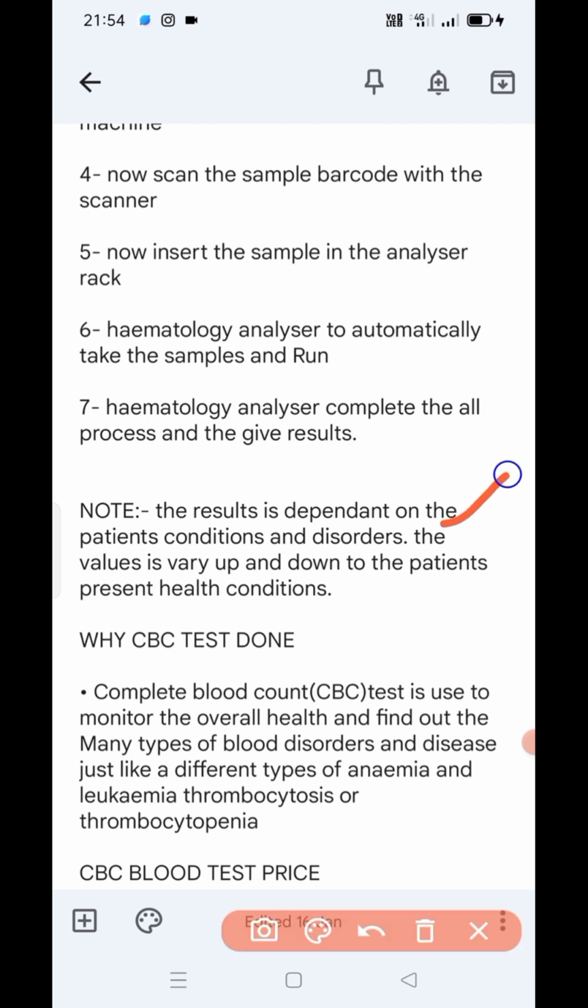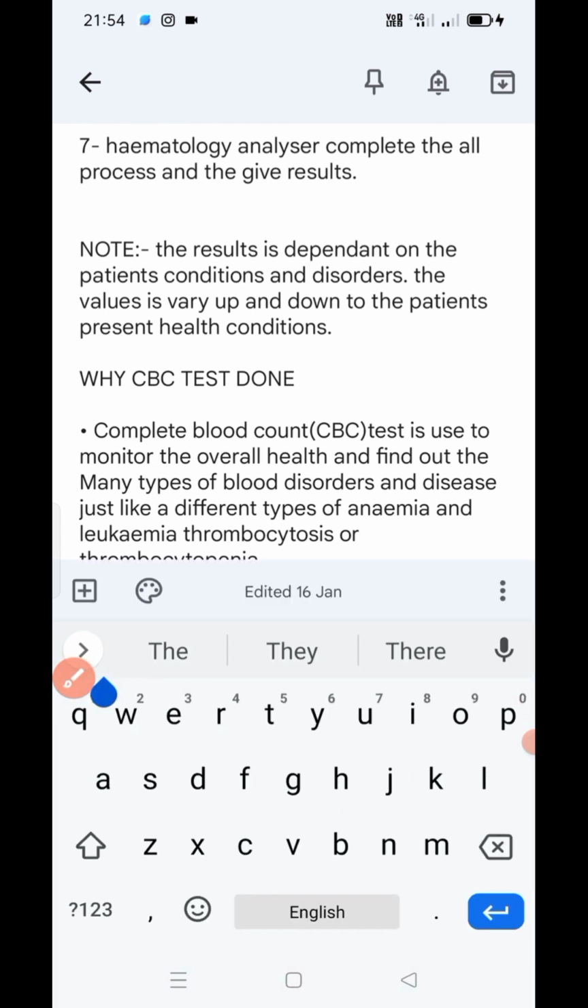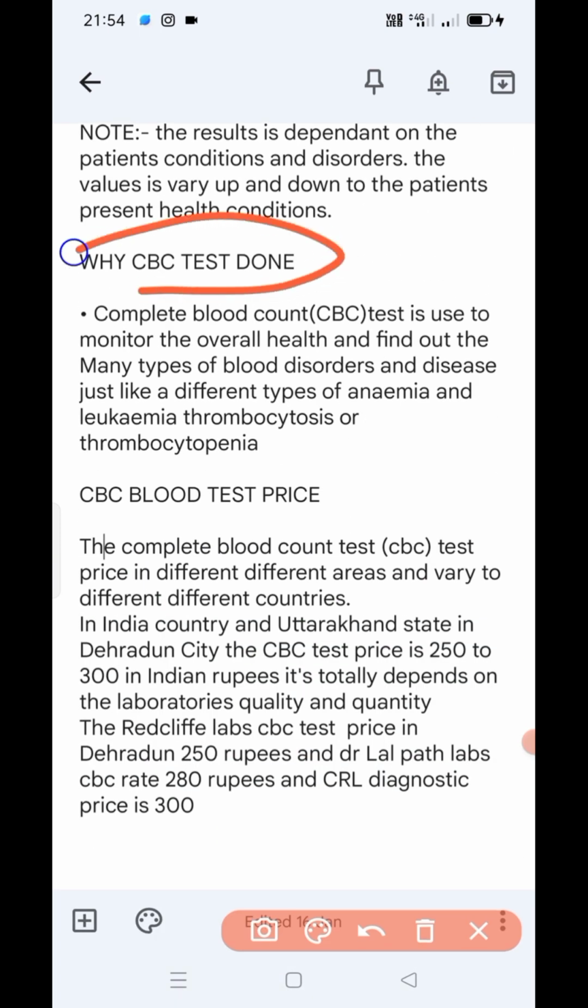Note, the results depend on the patient's conditions and disorders. The values vary up and down with the patient's present health condition. Why is the CBC test done? The CBC test is used to monitor overall health and find out many types of blood disorders and diseases, such as different types of anemia, leukemia, thrombocytosis or thrombocytopenia.